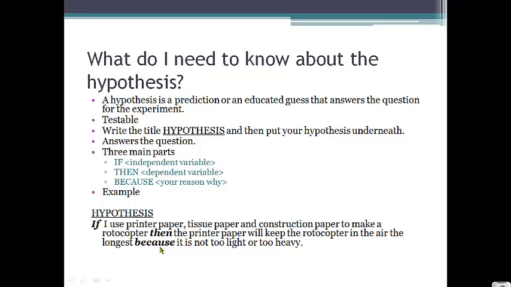And then I use the word because, and my reason why is because I think the printer paper will be just the perfect weight. It's not going to be too light or too heavy. So if I change the paper, then the printer paper will keep the rotocopter in the air the longest because it's not too light or too heavy. If you get stuck writing a hypothesis during your lab, please come see me. I will be happy to read it before you turn it in, or before you even do the lab, I'll read it, and I will help you with it if you need help writing it.